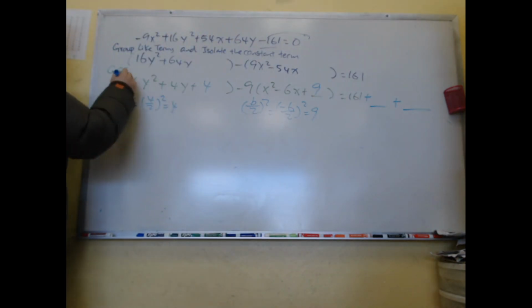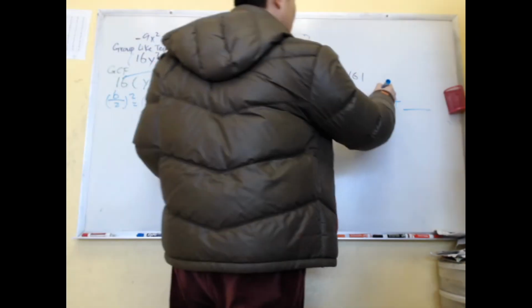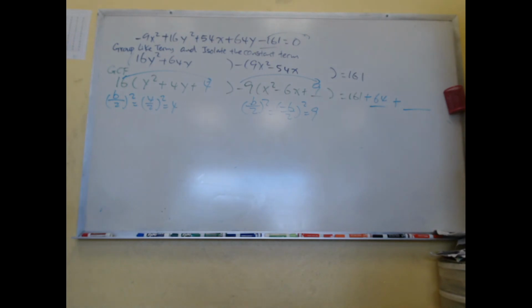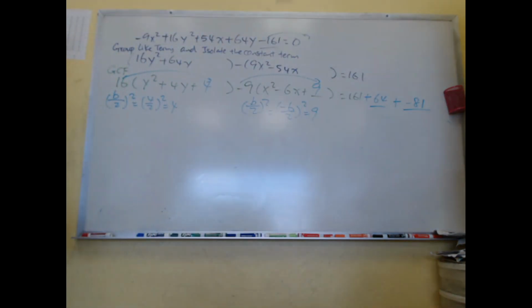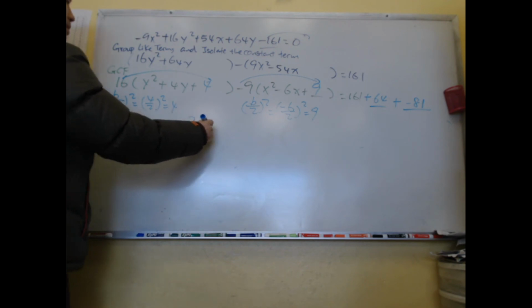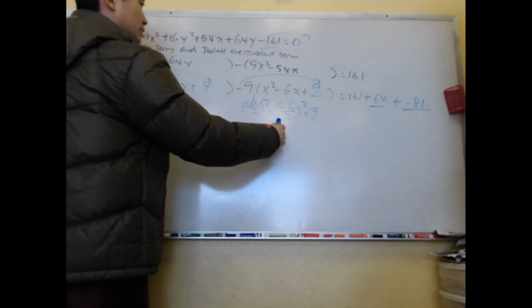So the number we're adding here is not just 4, right? It's the product of 16 and 4. So we're adding 64. And what about for the second blank? Subtracting 81. So now what we got here is 16 times y plus 2 quantity squared minus 9 times x minus 3 quantity squared.